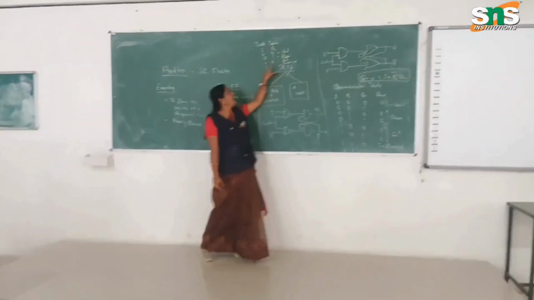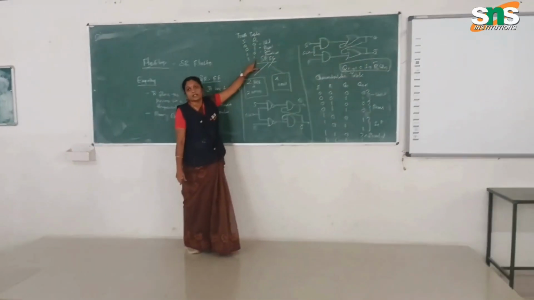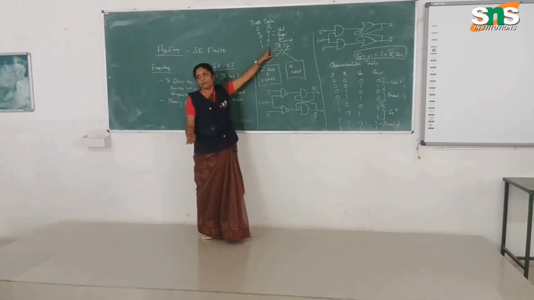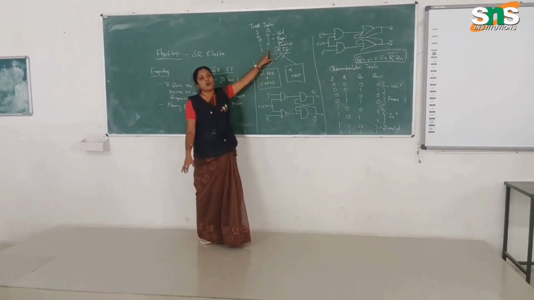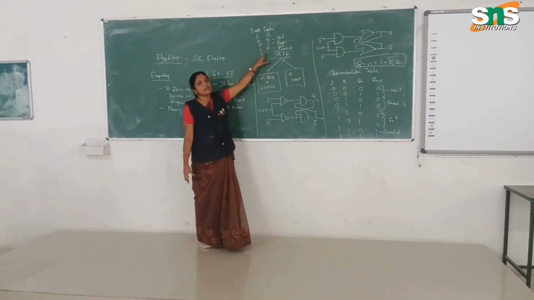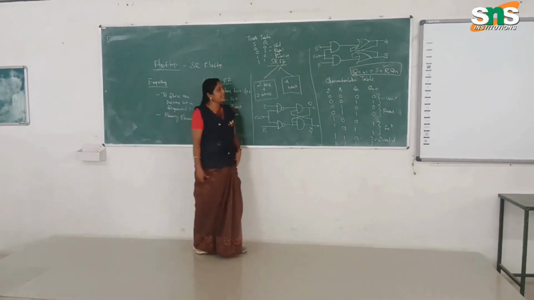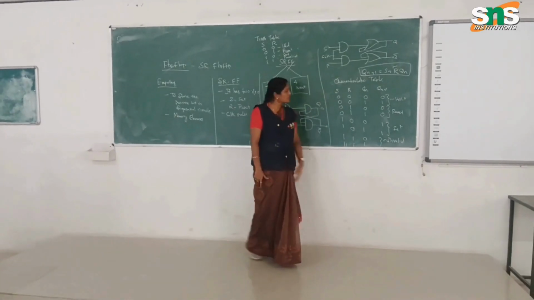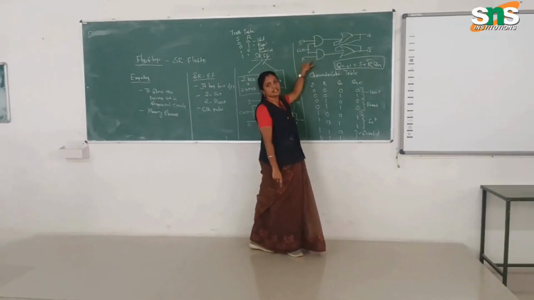Set means 1. And if we give S is equal to 1 and R is equal to 1, the output is invalid. Sometimes the output of the flip-flop may be 1, and sometimes it may be 0. This state is called the invalid state. So this is the main truth table of the SR flip-flop. Let us see the operation. This is the characteristic table.